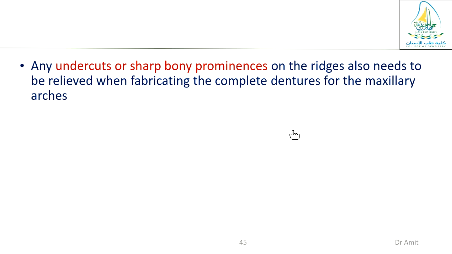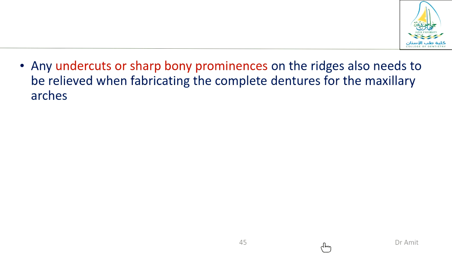And lastly, if there are any undercuts or sharp bony prominences. Sharp bony prominences means when the teeth are extracted, maybe some of the bones remain sharp in that particular area. If any of these things are there, those sharp bony prominences should be relieved. Otherwise, every time you apply pressure, there is going to be ulcer, and it is going to pain the patient. So always you need to check for the undercuts. If there is an undercut or sharp bony prominence, then you have to relieve these areas also in the patient's mouth.